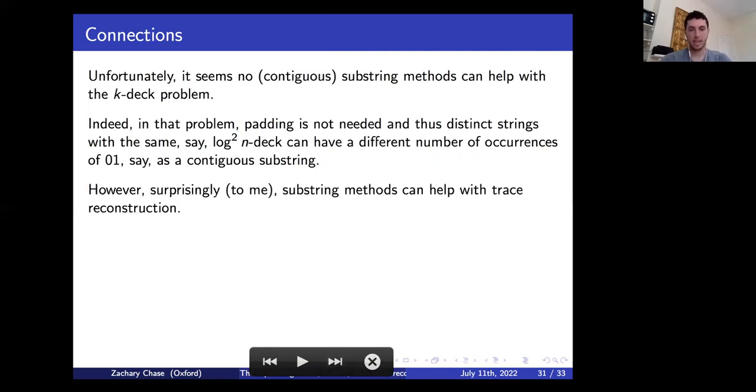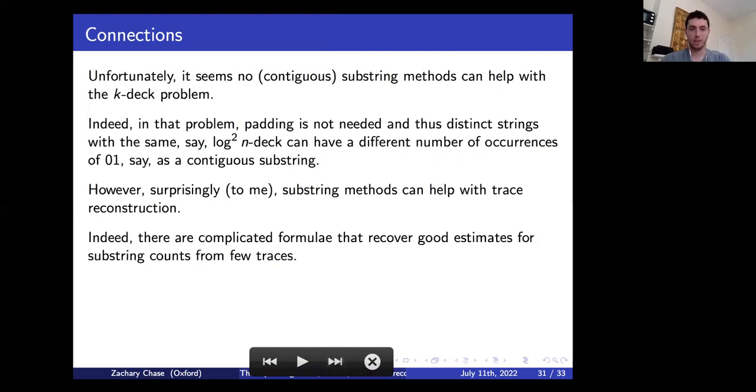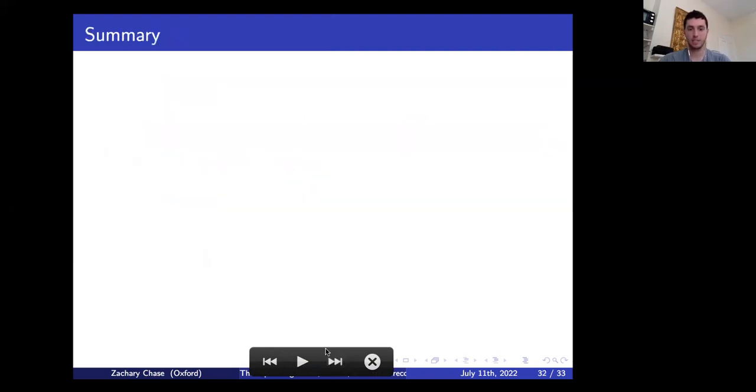But as I've been saying, they can't help with trace reconstruction. There are complicated formulae that recover good estimates for substring counts from few traces. I won't give the details, but that's true.